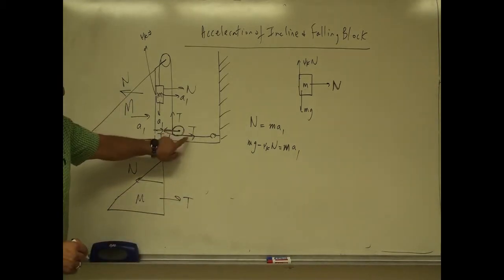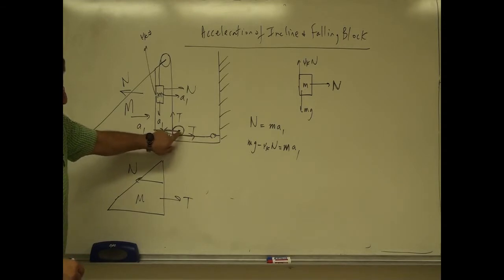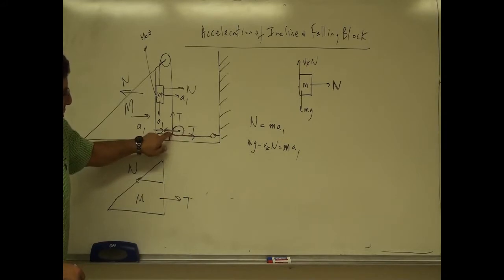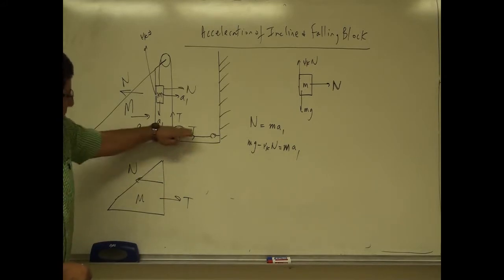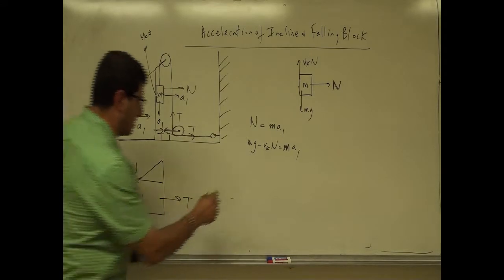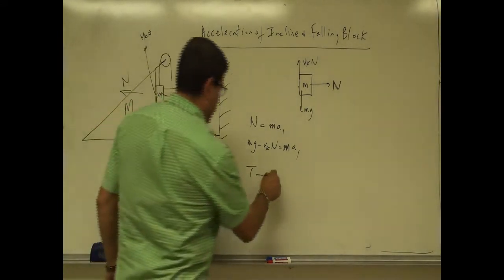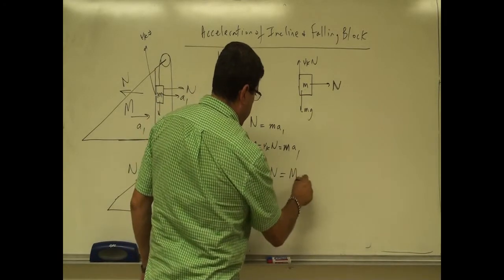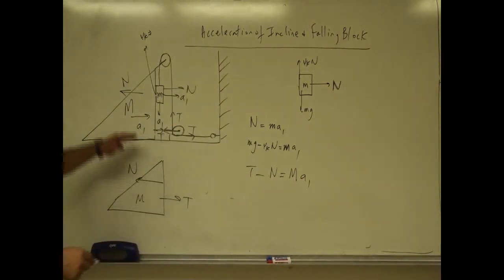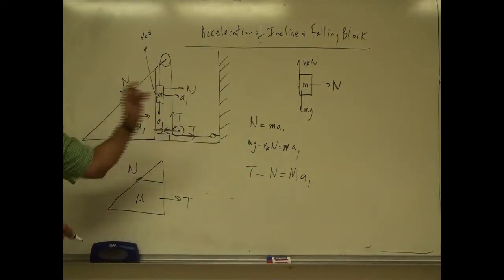So the tension T in this string is equal to the tension T connecting the pulley to the incline. So this T and this T are equal. And then this T pulls on the incline this way. So we can say here, T minus n is equal to big M A1, since we know that the incline is also accelerating to the right.